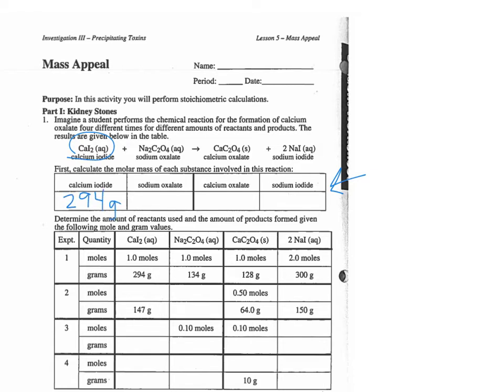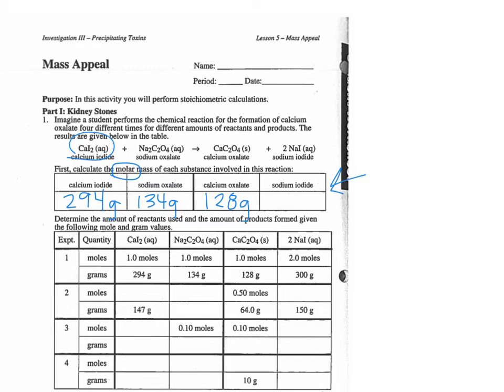294 grams. This is the molar mass, which means it's the grams in 1 mole. Similarly, with sodium oxalate, the second one, we're going to add up 2 Na, 2 C, and 4 O, and you should end up with 134 grams. Make sense so far? All right. The third one, again the molar mass for calcium oxalate: we're going to add up 1 calcium, 2 carbons, and 4 oxygens, and we're going to end up with 128 grams.